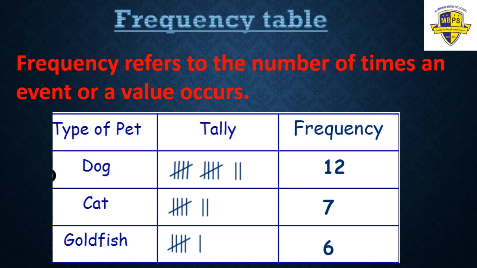So that tells us the number of times that an event occurs, or how many people like a particular thing. If you go to cat, how many people like to have a cat? What is the frequency? Very good, 7. And what about goldfish? What is the frequency? Very good, 6.